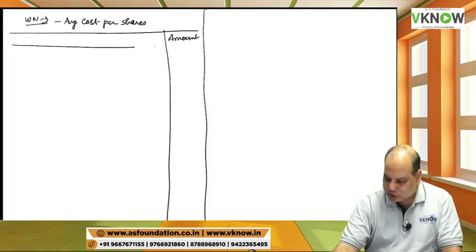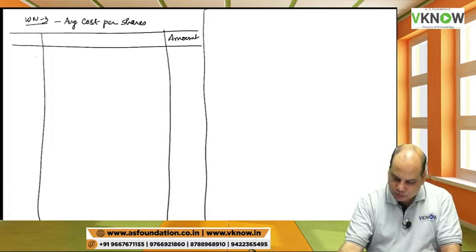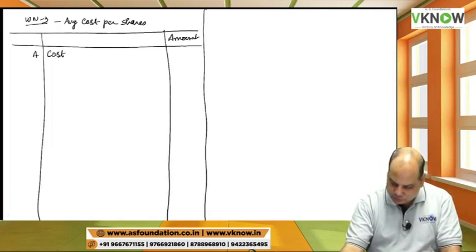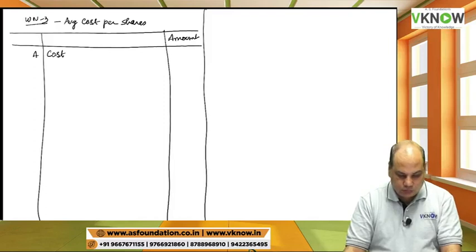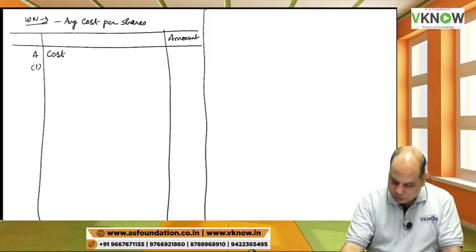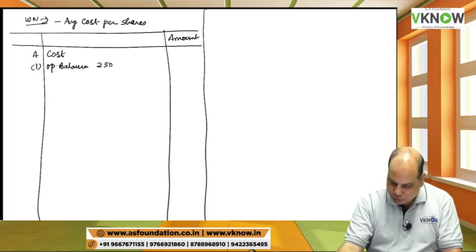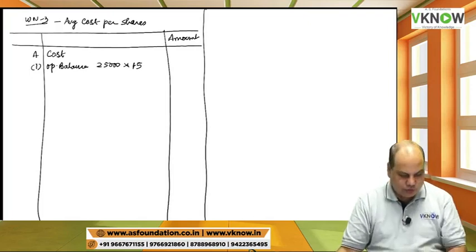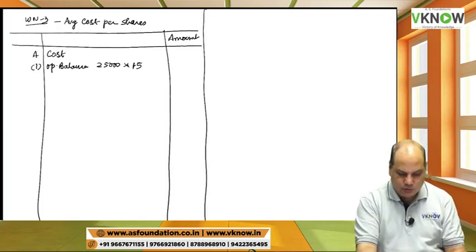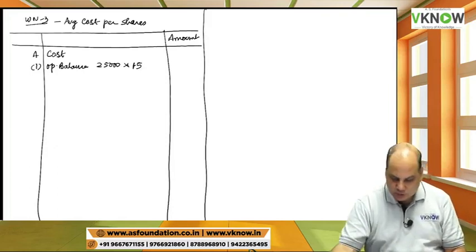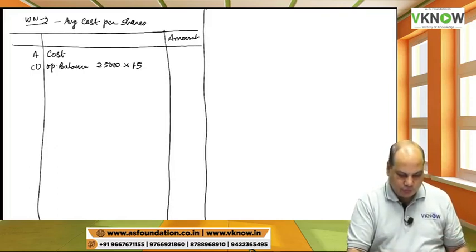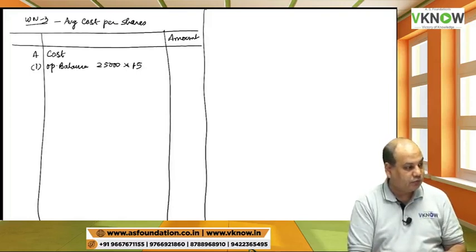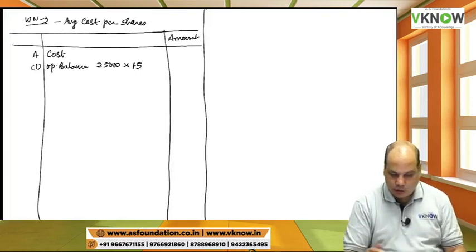So we have to first take the total of cost. First write down 1, opening balance. Opening balance we have 25,000 shares into 15. Check in your question book, 25,000 into 15. How much is that? 3,75,000.